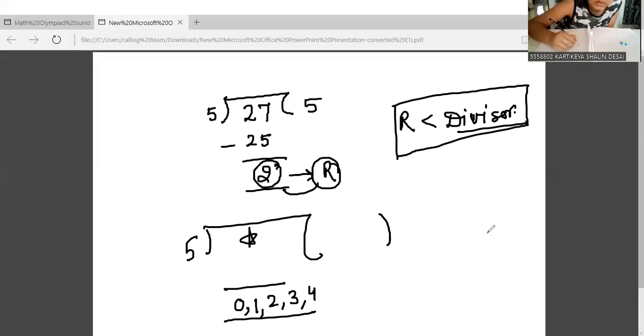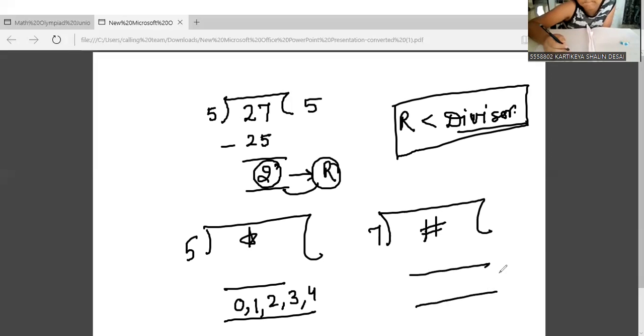Correct? Now, if I divide any number by 7, Amika, this is your turn. How many possible remainders are there? 7. And they are? 0, 1, 2, 3, 4, 5, and 6. We have to stop here. Can you say this, Kartikeya?